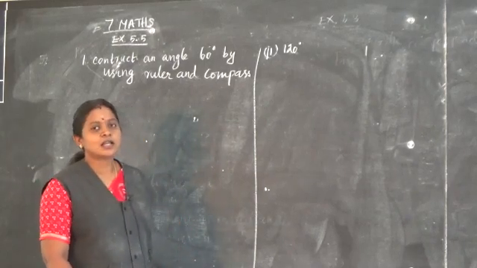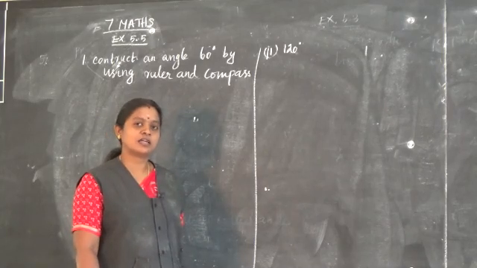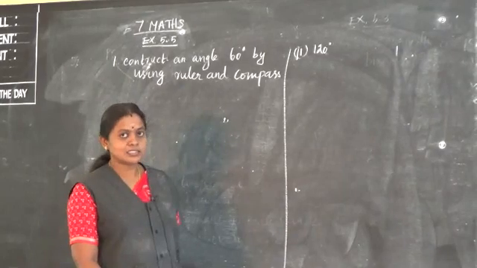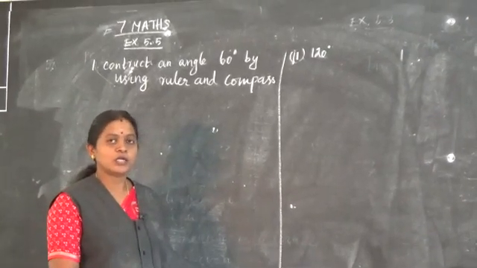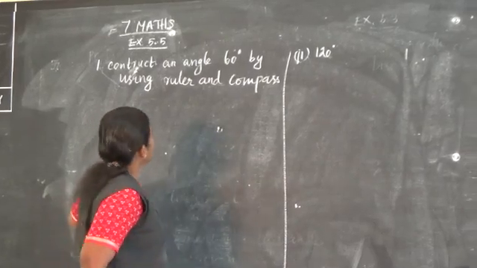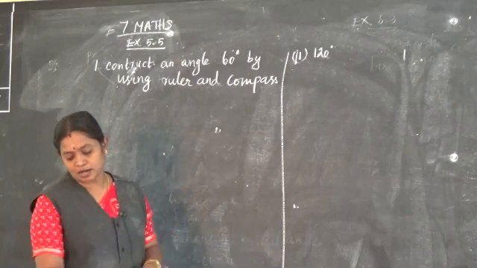Good morning dears. Last class we constructed perpendicular bisector and angle bisector. Today we are going to construct angles using only ruler and compass, without using a protractor. First one, construct an angle of 60 degrees using ruler and compass.